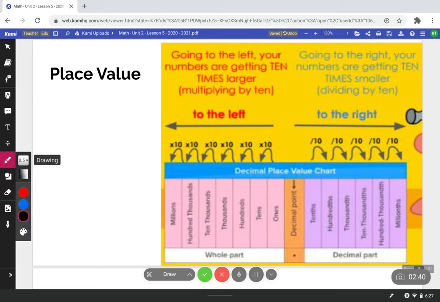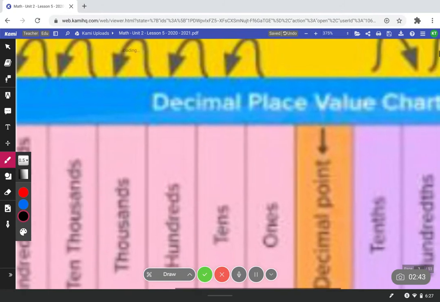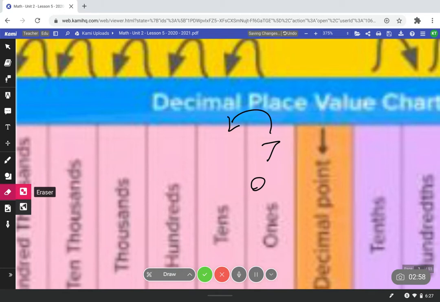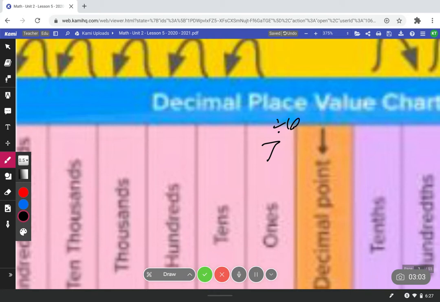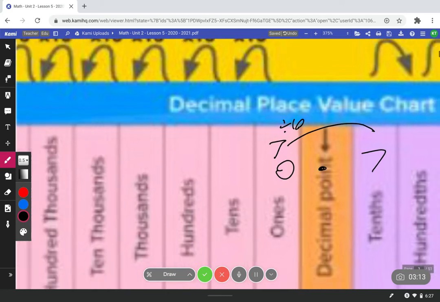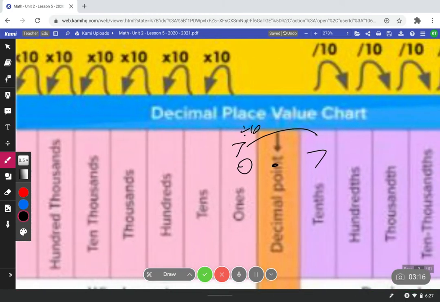You divide. So let's say I have 7. 7 is in the ones place. If I multiply by 10, that's going to increase my place value. It's going to then become 70. But what if I divided by 10? If I divided by 10 instead, I would end up with 7/10. You see, I almost said 0.7, but I keep my word. We are not doing that anymore.